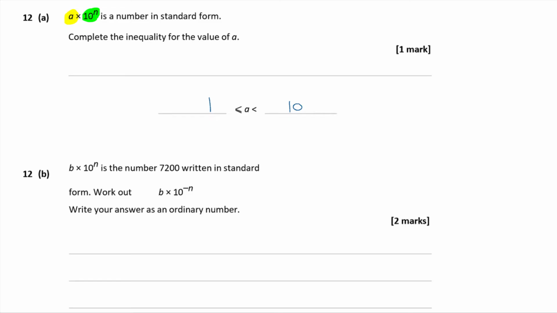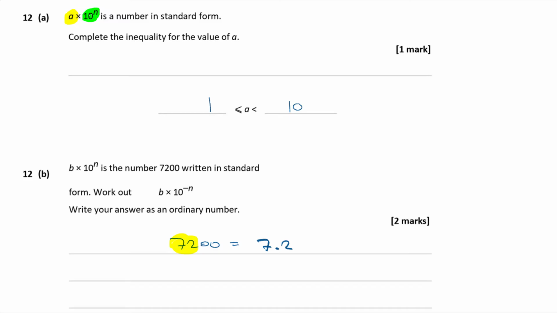Okay? b times 10 to the n is the number 7,200 written in standard form. Work out b times 10 to the minus n. Okay, write down your answer as an ordinary number. So first off we need to work out what b is. 7,200 written as a number in standard form. I would have to write the digits down first. The mantissa part is going to be the detail of the number. It's going to be 7.2, as a number written between 1 and 10.